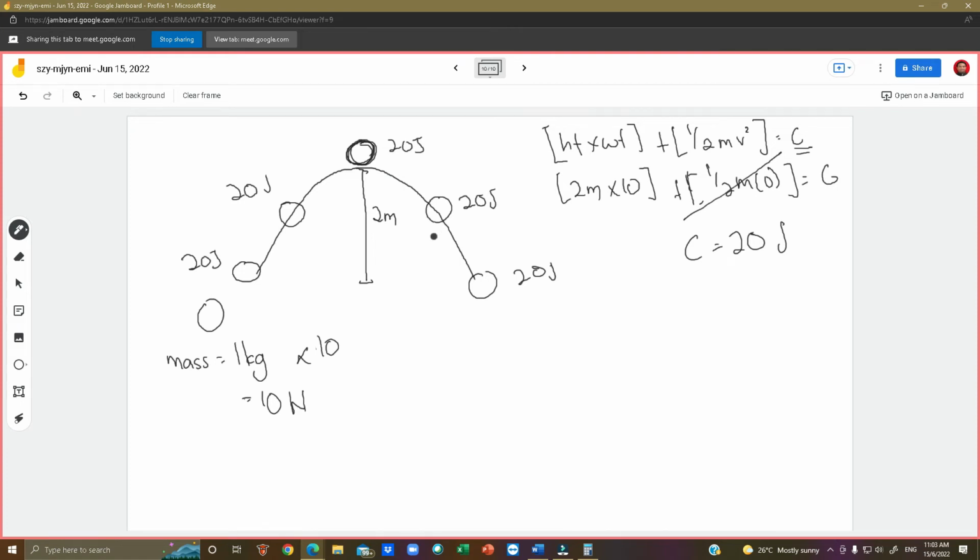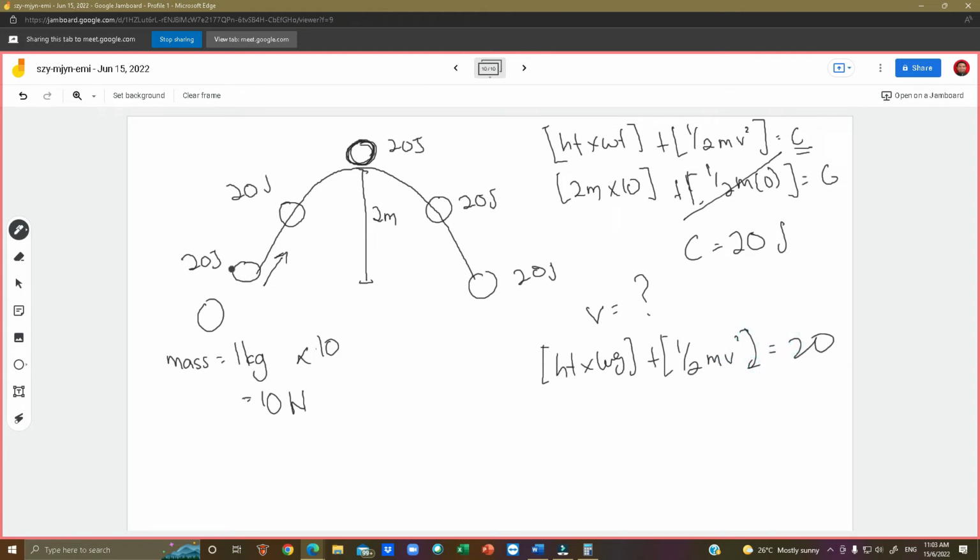Okay, soalan kedua. In terms of linear, what is the maximum amount of velocity this ball can travel? What is the highest amount of velocity this ball can travel? And we know that the highest velocity is actually at the starting of the projectile. Starting of projectile, kita ada height? Tak ada. So, we use the same equation. Height times weight plus half mv square equals to constant 20.